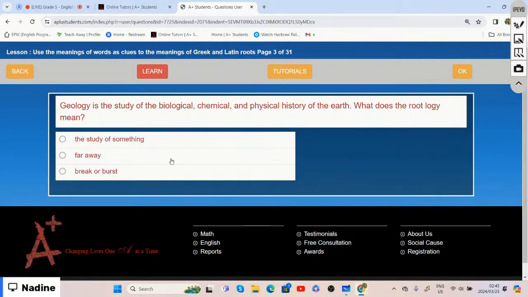All right, let's do one more before we end. Geology is the study of the biological, chemical, and physical history of the earth. What does the root logy mean? Is it the study of something, far away, break, or burst?